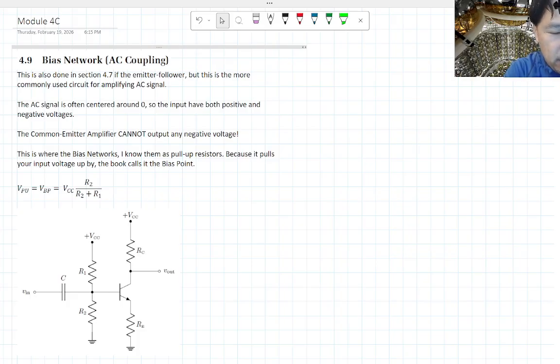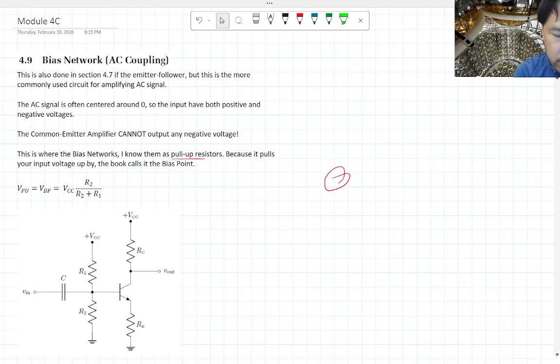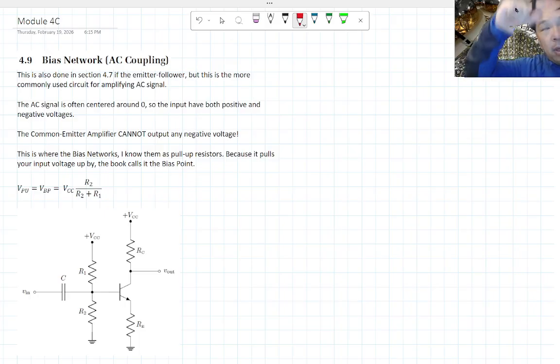So the book also calls it an AC coupled amplifier. I usually learn them as just an amplifier that has pull-up resistors, which is actually what it sounds like, because it pulls the voltage up so that you're not amplifying the negative. Well, you're amplifying the negative input, but you're pulling it up so that the negative swing is still positive. And we'll see how that turns out. Okay. So why do we need something like this?